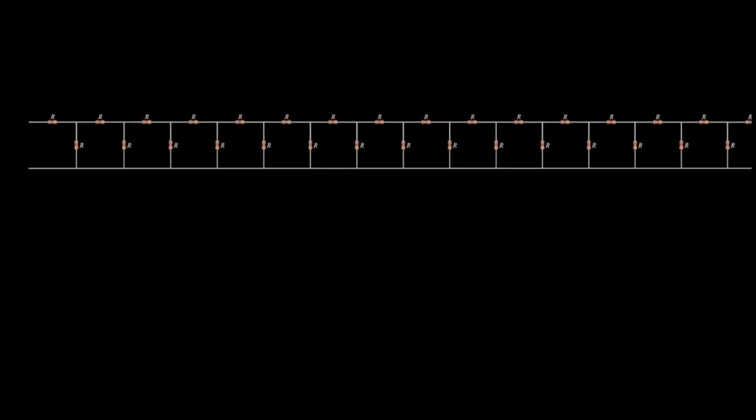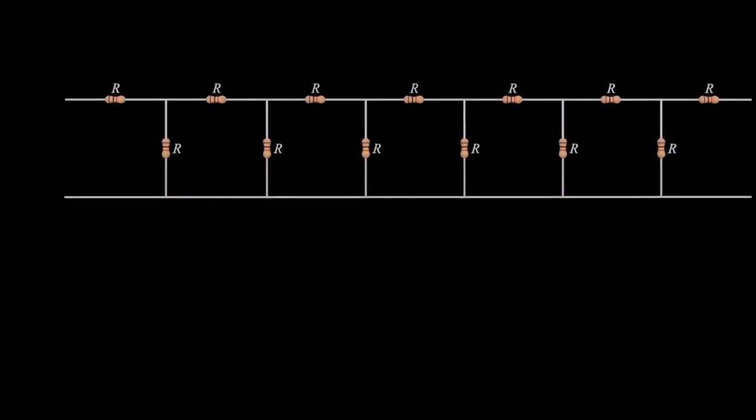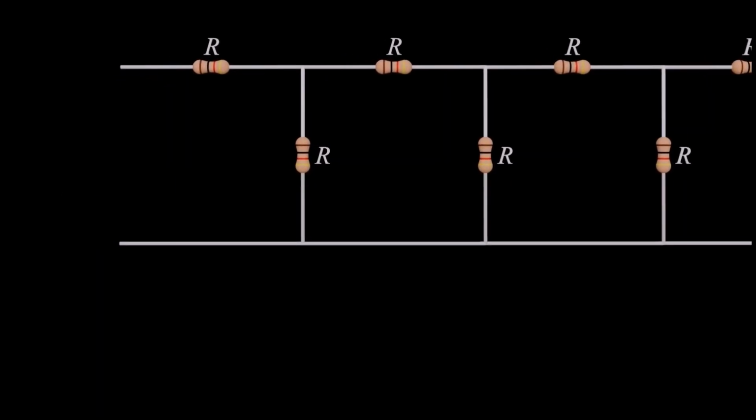We observe an infinite length ladder consisting of resistors here. Our goal is to determine the equivalent resistance X as seen from the two input terminals shown here. As you can see, this network consists of a single cell repeated a large or infinite number of times.